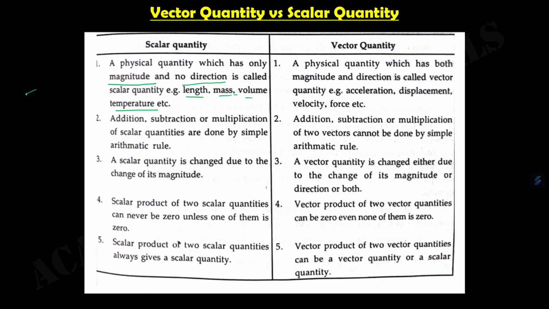That means if I say 5 meter, it means the magnitude of this value of length is 5 meter, but I don't need any direction like 5 meter to the right, upwards, downwards or left. On the other hand, a physical quantity which has both magnitude and direction is called vector quantity. Examples are acceleration, displacement, velocity, force, etc.